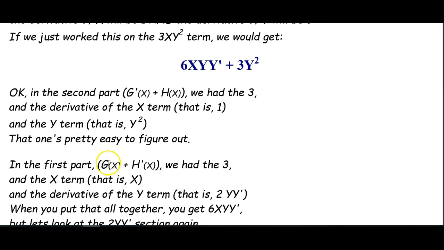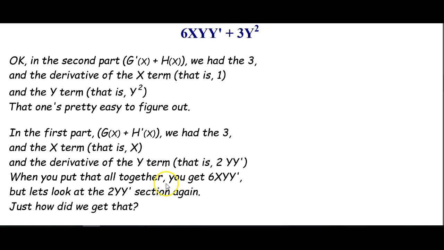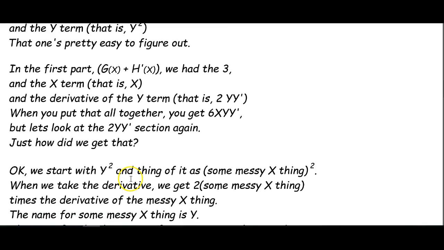In the first part, g of x times h prime x, we have 3, and the second term x, that is x, and the derivative of the y term, that is 2y y prime. When you put all that together, you get 6xy y prime. But let's look at the 2y y prime section again. Just how did we get that?